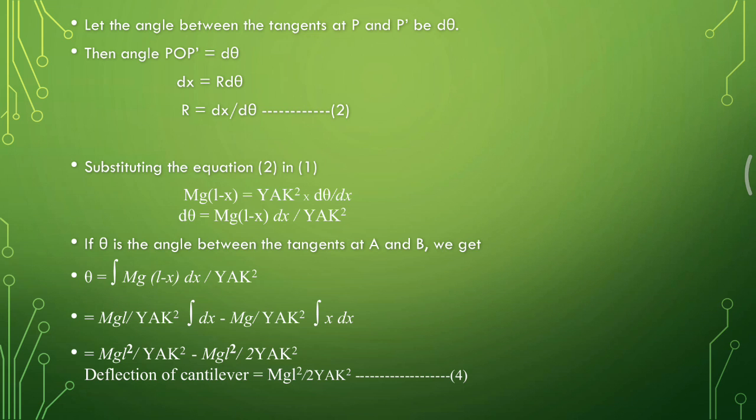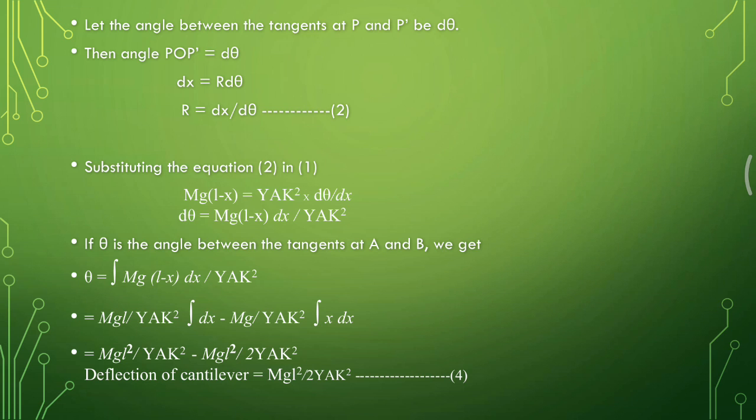Then substituting this value in expression 1, we get mg into (L minus x) is equal to Y A k squared into d theta by dx, or d theta is equal to mg into (L minus x) into dx divided by Y A k squared.